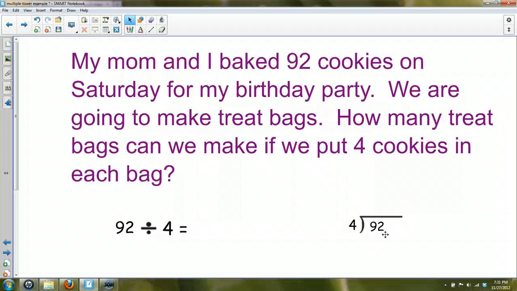My mom and I baked 92 cookies on Saturday for my birthday party. We are going to make treat bags. How many treat bags can we make if we put 4 cookies in each bag?